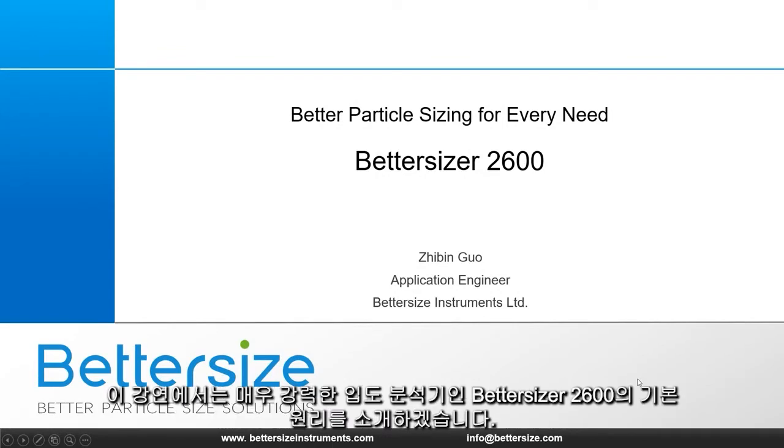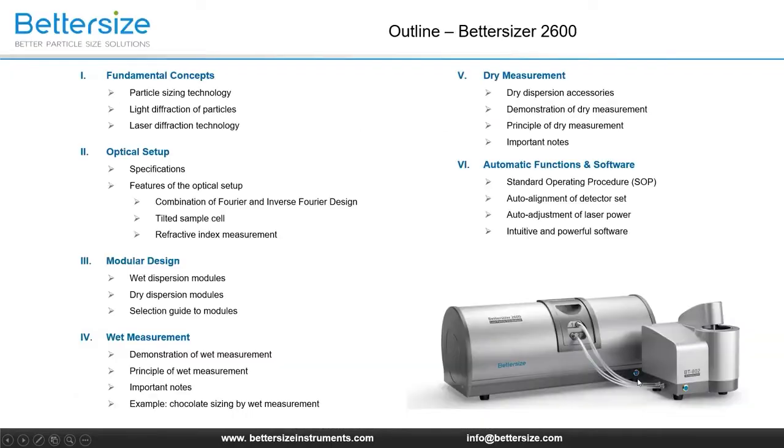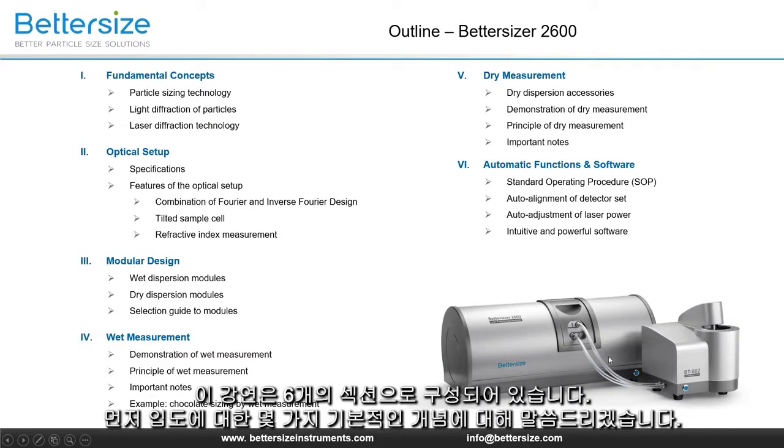In this talk, I'm going to give an introduction to the fundamentals of a very powerful particle size analyzer, Bettersizer 2600. This talk has 6 sections.